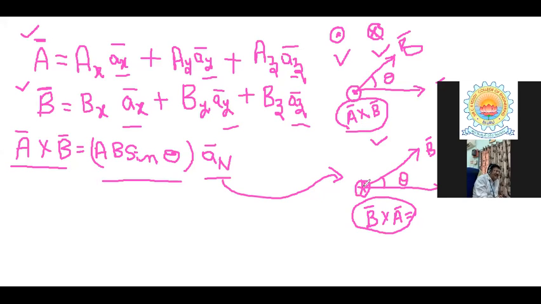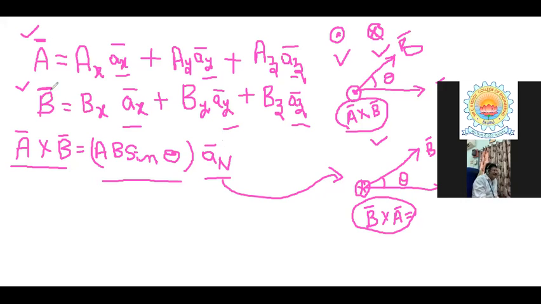Once you see the magnitudes, A cross B is AB sine theta and B cross A is also AB sine theta. The only difference is the directions. The unit vector has unit magnitude, so it only represents the direction. So the direction is either towards us, out of the paper, or into the paper, away from us.